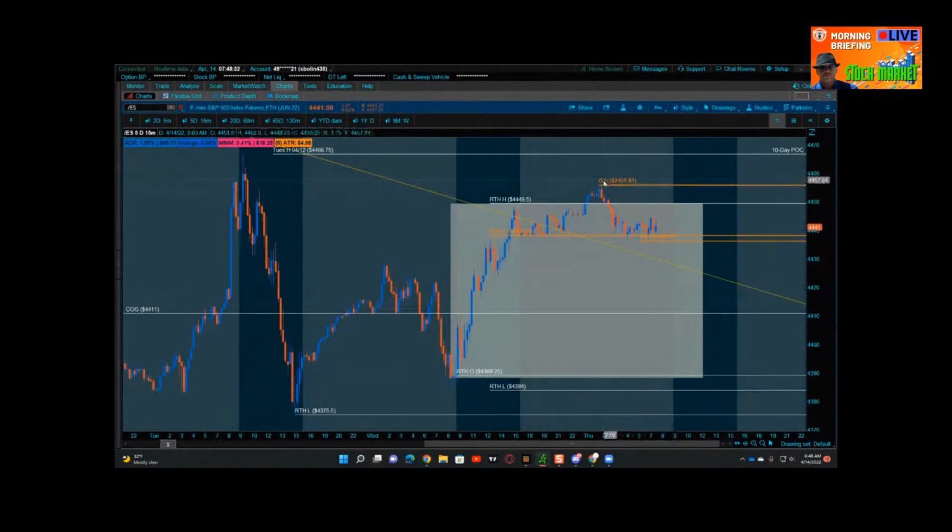So if we do happen to break beyond our own Globex high, it's very, very likely that we're going to go to the 10-day POC, 44.66. That's also Tuesday's high. It's not a coincidence because that's been the POC for a few days now. And when Tuesday got there, it gravitated right up to it and bounced right off of it.